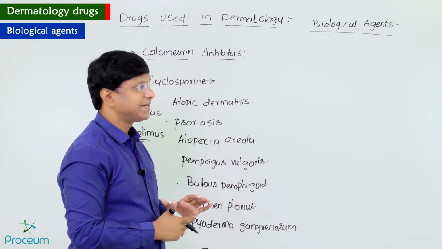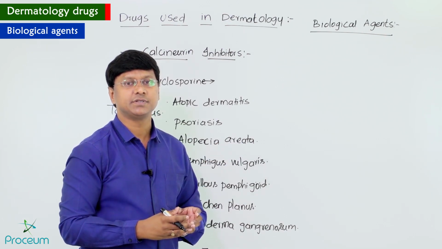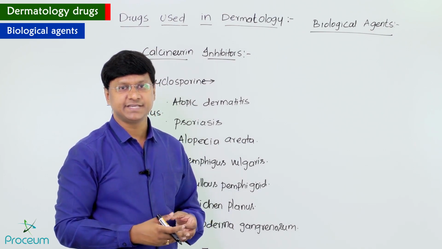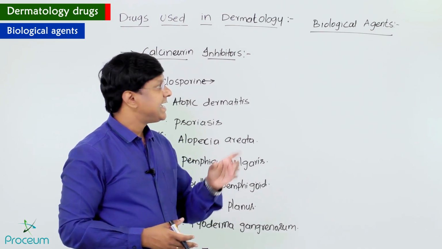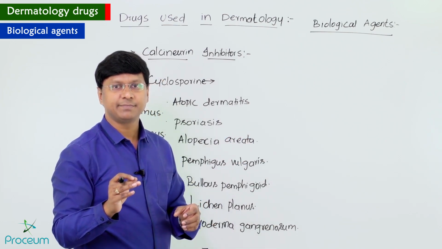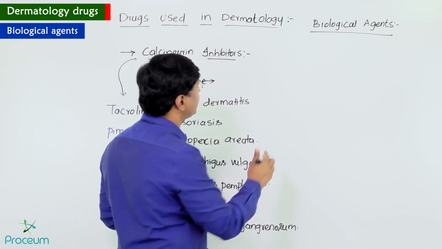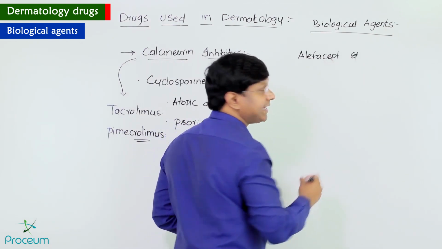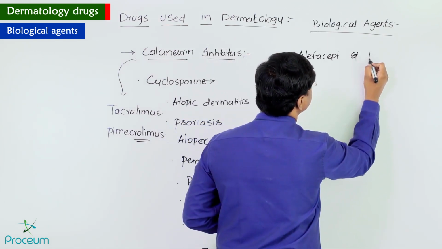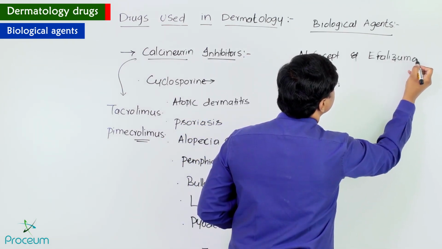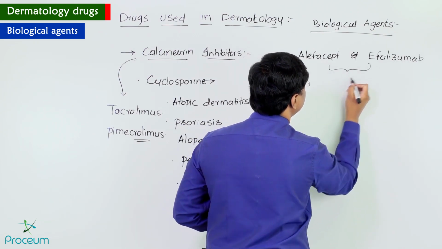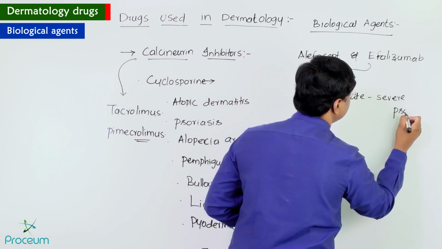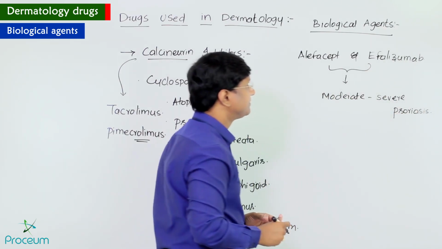Now the drugs in this group which are used in dermatology include, number 1, alefacept as well as efalizumab. Alefacept and efalizumab are approved for moderate to severe psoriasis. So remember, these two drugs are used in moderate to severe psoriasis.